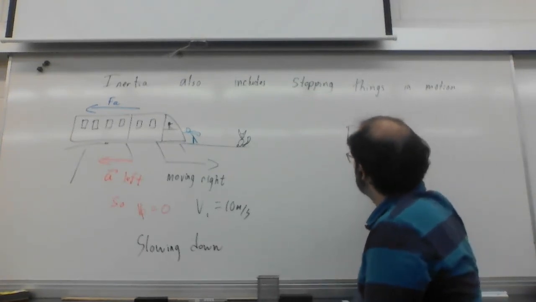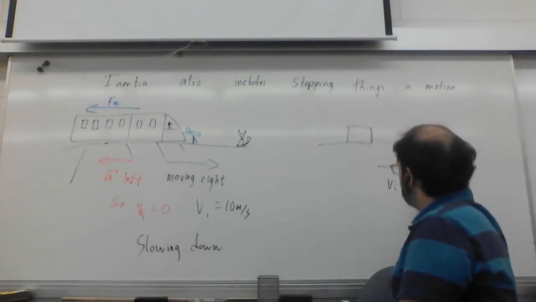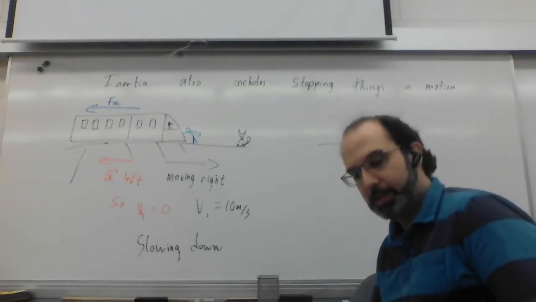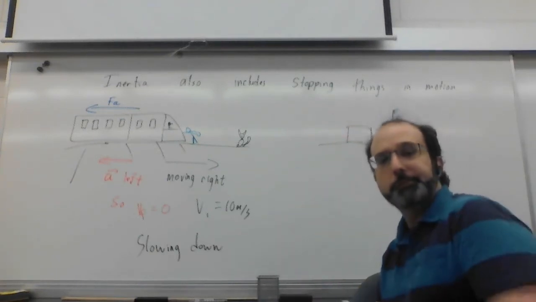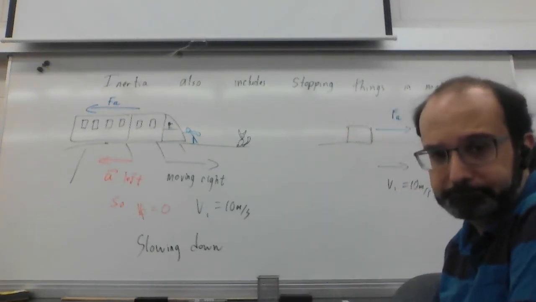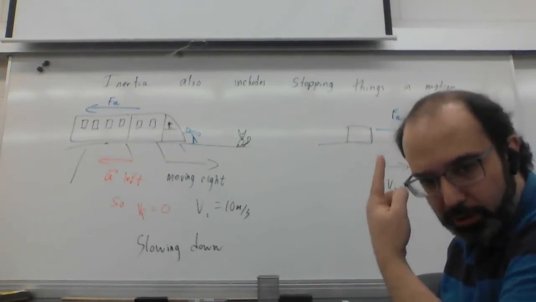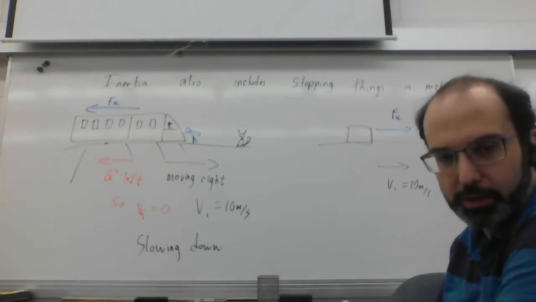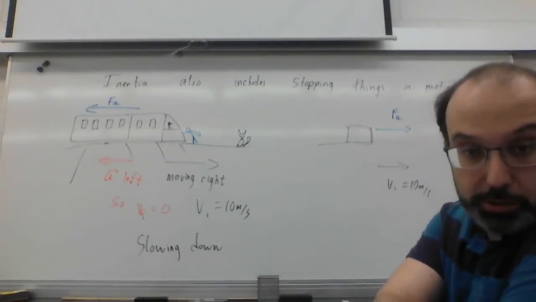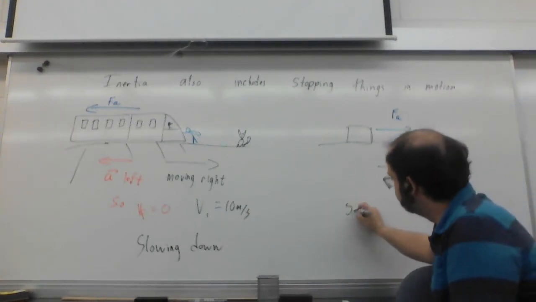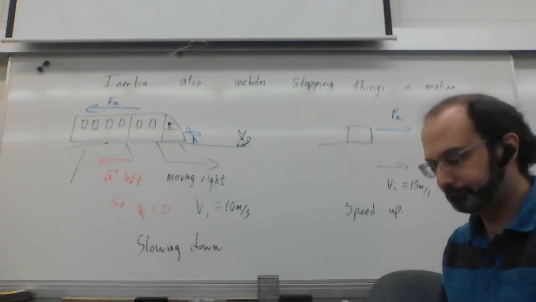So if I set up a much simpler problem, like so, the object is still moving right at 10 meters per second. And then I apply a force going this way. What's going to happen? We've got a force to the right, and a velocity to the right. Well, the force will create an acceleration. So it will have an acceleration going right, velocity going right. So this object will speed up. Ta-da.